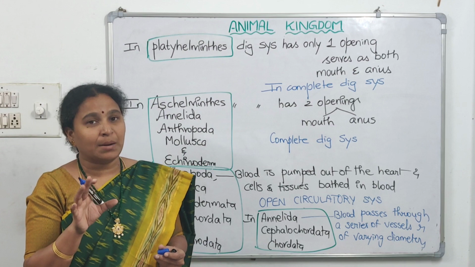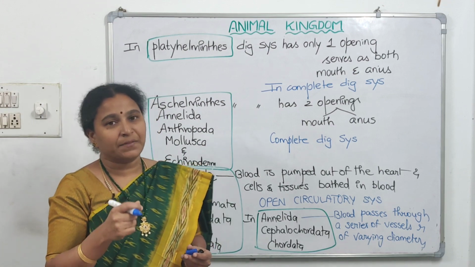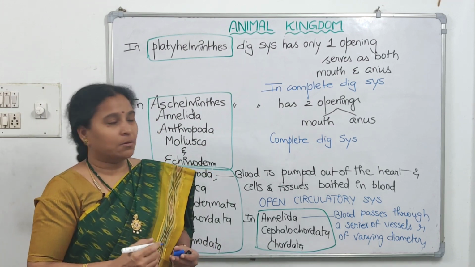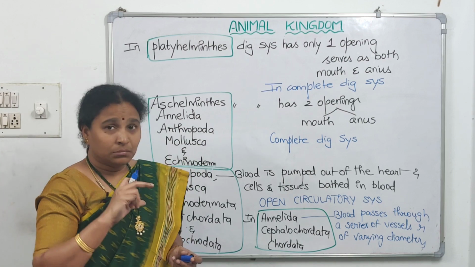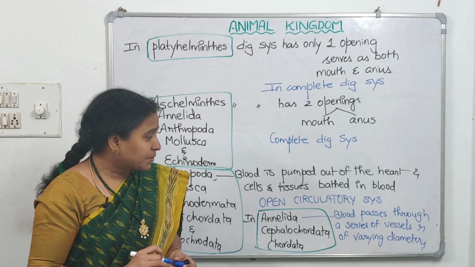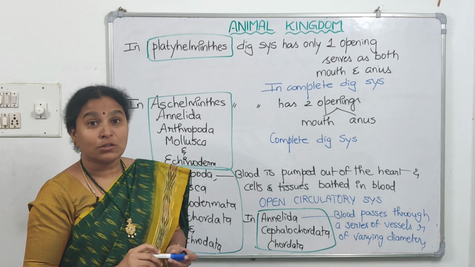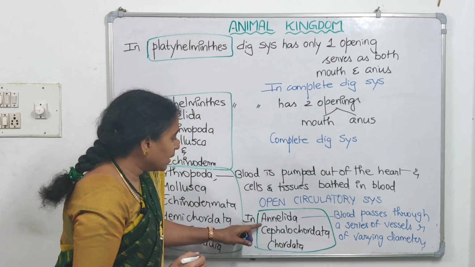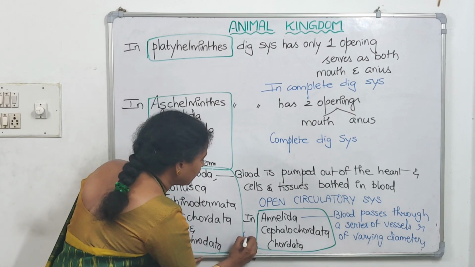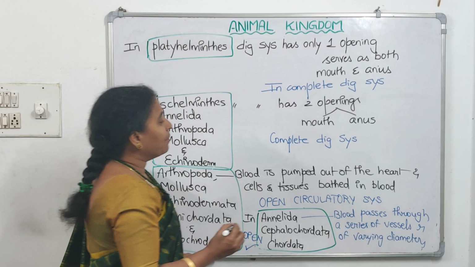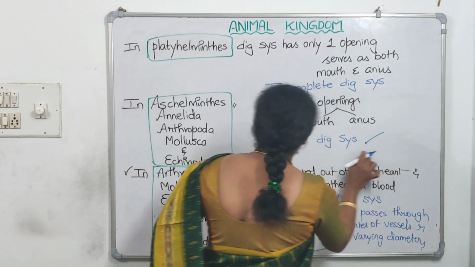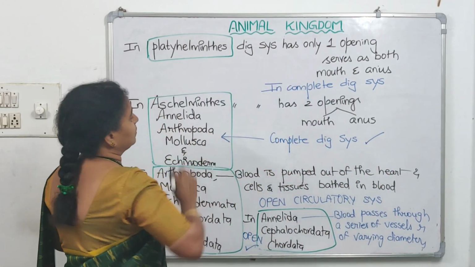The blood is not going to come out unless and until there is damage to a blood vessel like an artery or vein or blood capillary. So the blood flow can be precisely regulated and the pressure can be maintained. Such a type of circulatory system which is advanced is called closed circulatory system. So in Annelida, Cephalochordata and Chordata, the circulatory system is closed. This is advanced. Complete digestive system is advanced. It is found in these phyla, right?